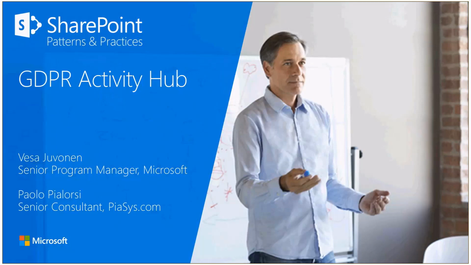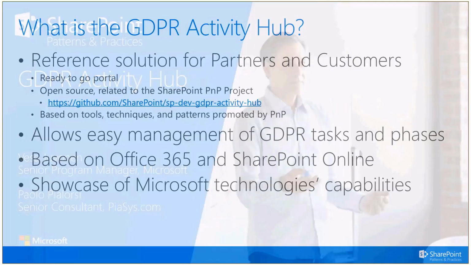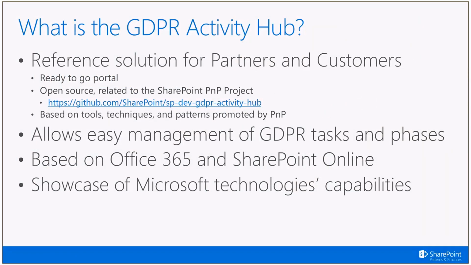In fact, if we move to the next slide, I think we can start introducing the hub, and we can explain what it is and how you can leverage it. So, absolutely. The GDPR Activity Hub is a reference solution targeting partners and customers. It's a kind of ready-to-go portal, but most likely you will like to build something on top of it, and that's why it is an open source project related to the SharePoint PnP project more in general. Here on this slide you can see the URL on GitHub, where you can find the full source code of the solution, as well as the documentation and all the tooling around this solution.